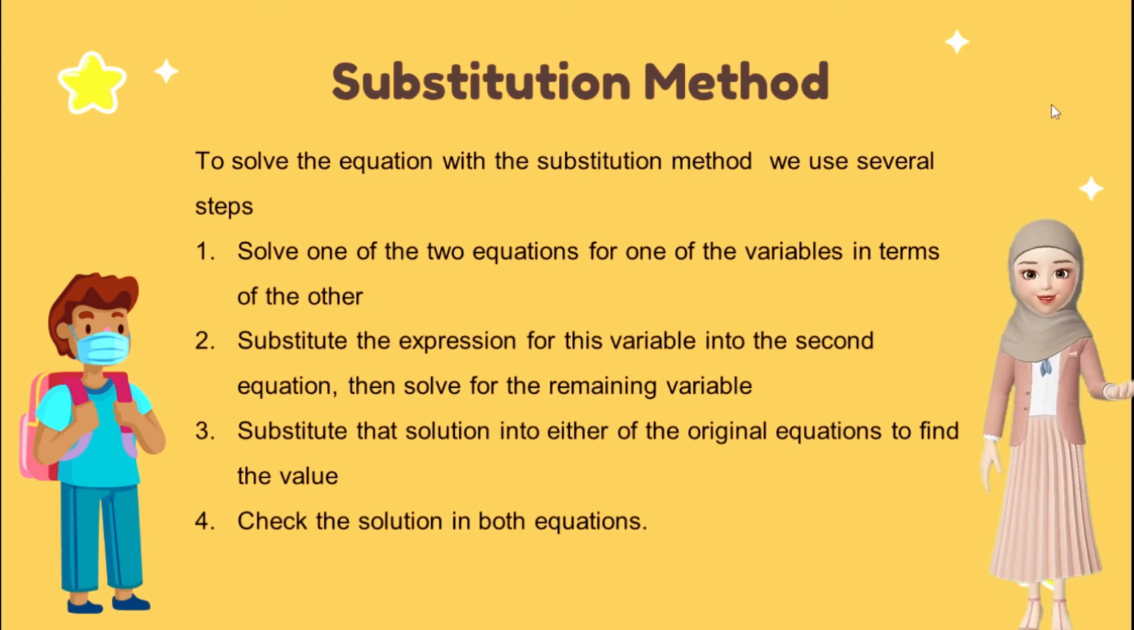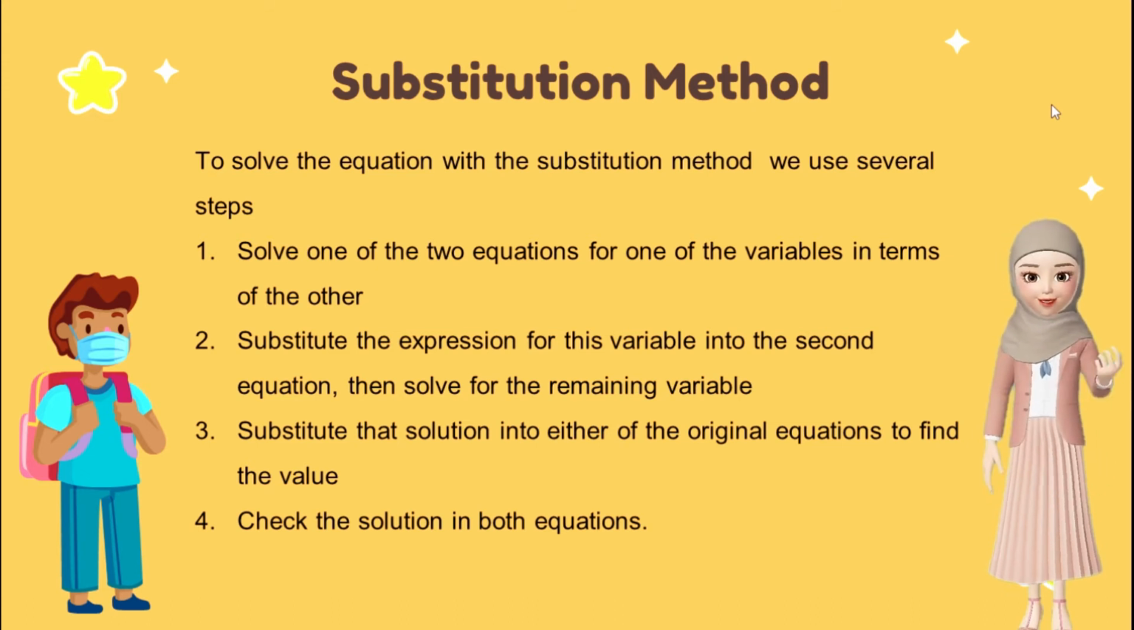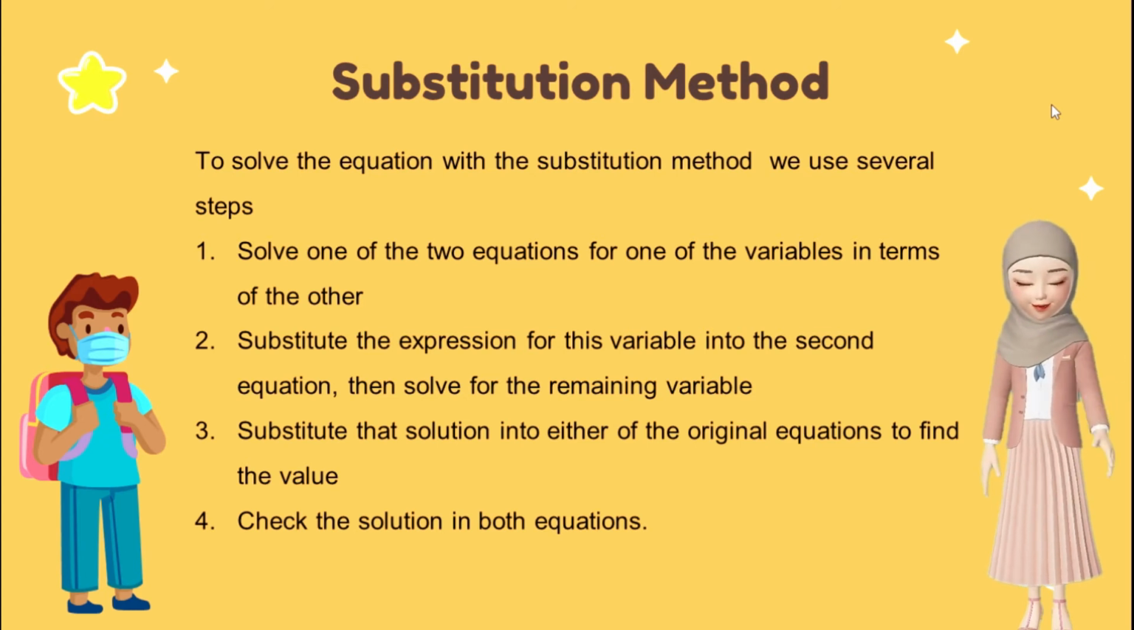Substitution method. To solve the system with the substitution method, we use several steps. The first step is to solve one of the two equations for one of the variables in terms of the other. The second step is to substitute the expression for this variable into the second equation, then solve for the remaining variable. Third, substitute the solution into either of the original equations to find the value. The last step is to check the solution in both equations.